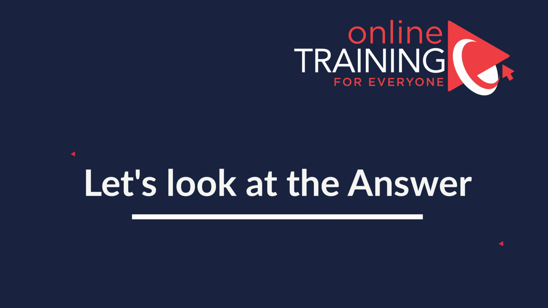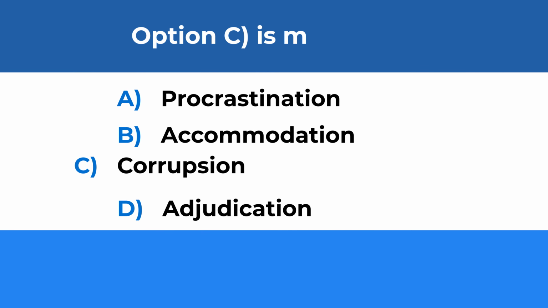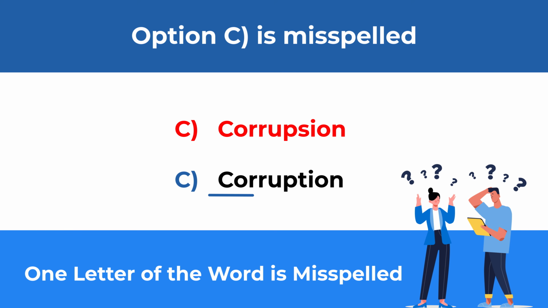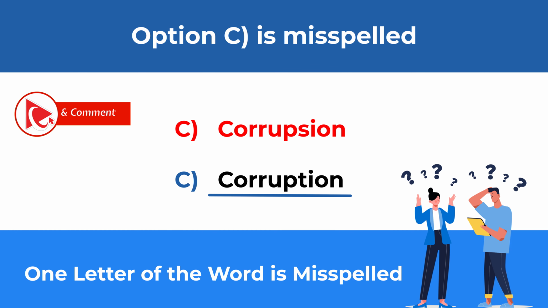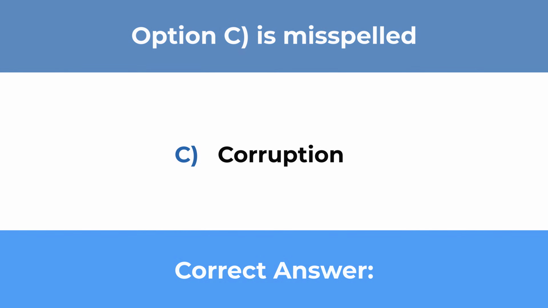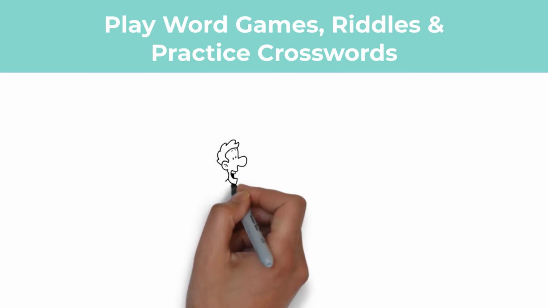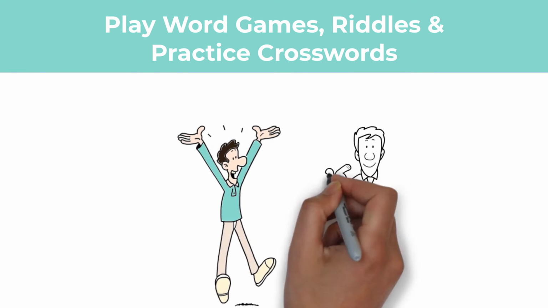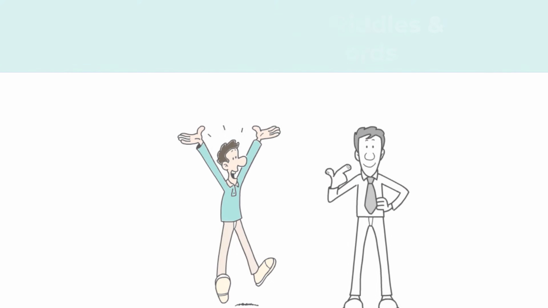If you look closely, you see that the word corruption is misspelled. The correct spelling is C-O-R-R-U-P-T-I-O-N. So the correct choice here is choice C, word corruption. If you're interested to improve your knowledge of word spelling, you can play word games, read a lot, and practice crosswords and puzzles.